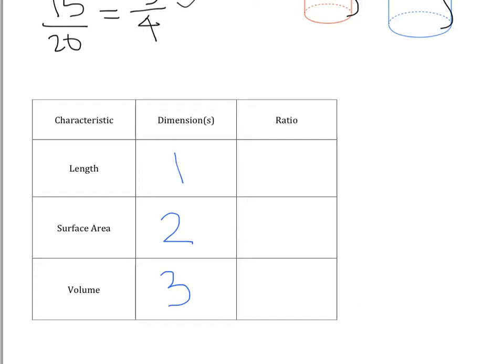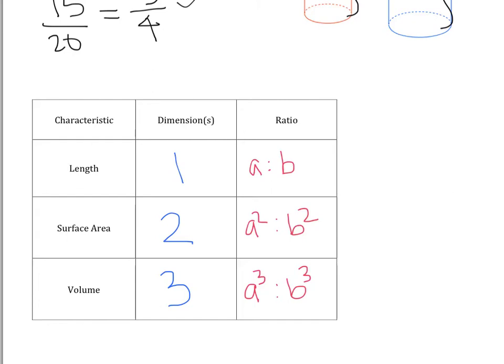So if we have a ratio for our lengths of A to B, the ratio of our surface area is going to be A squared to B squared. And the ratio of our volume is going to be A cubed to B cubed. Notice how the ratios correspond to the dimensions. Surface area has 2 dimensions and we square the ratio. The volume has 3 dimensions and we cube the ratio.